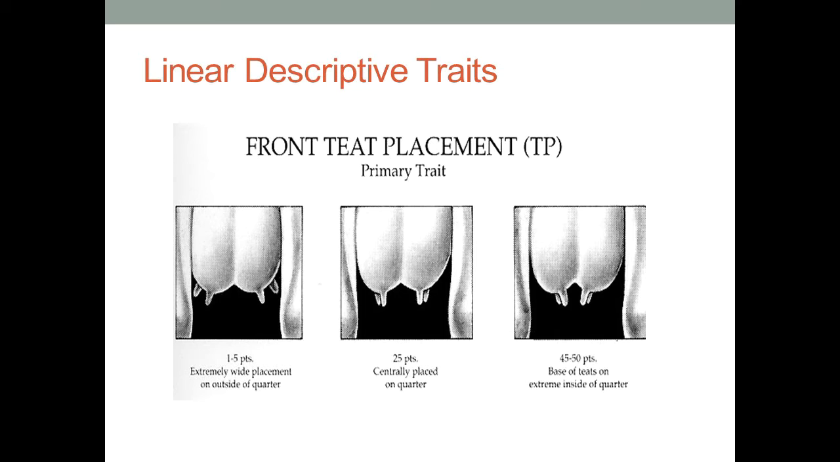And one thing to note is that this trait and the suspensory ligament trait sometimes go together, but not always. The picture here with a low-scoring wide teat placement is a good example. A cow can have a strong cleft and wide teat placement. So we score these traits independent of each other. In this trait, the ideal is the median score, the 25. We want the front teats to be placed centrally on the quarter.